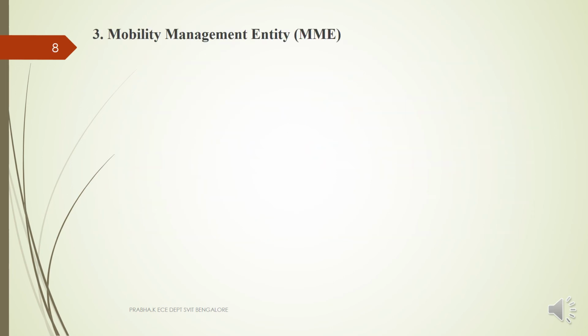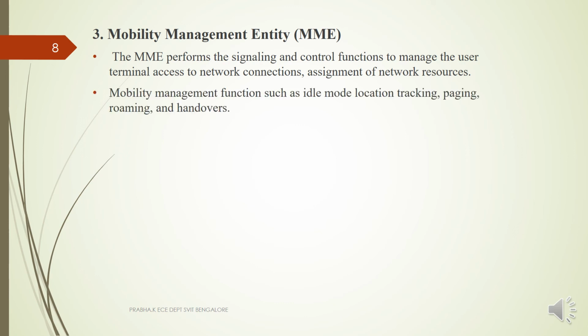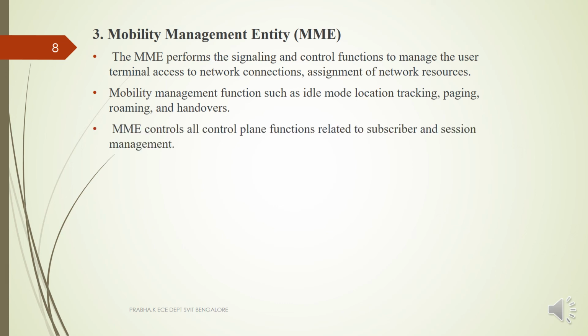The third element is Mobility Management Entity. In short, it is called MME. The MME performs the signaling and control functions to manage the user terminal access to network connection and assignment of network resources. Mobility management functions such as idle mode location tracking, paging, roaming and handovers. MME controls all control plane functions related to the subscriber and session management.